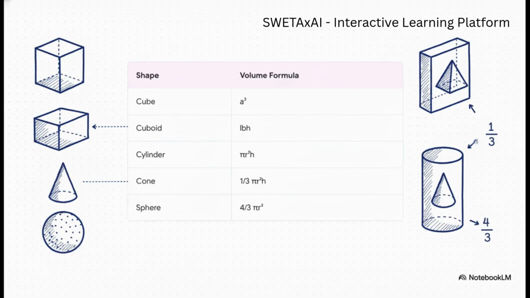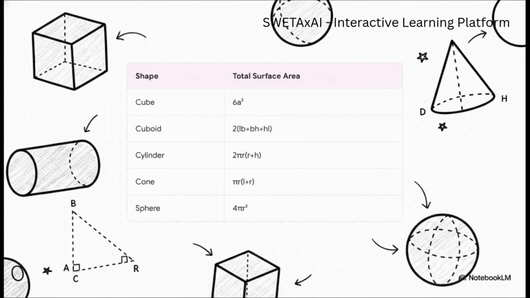Exactly 1/3 the volume of a cylinder with the same base and height. That 1/3 fraction is totally your secret weapon here. And finally, the sphere's volume is 4/3 pi r cubed. Surface area requires a little bit more focus.